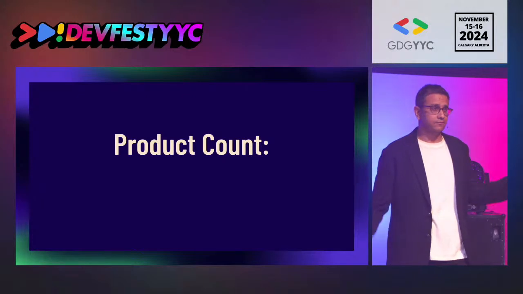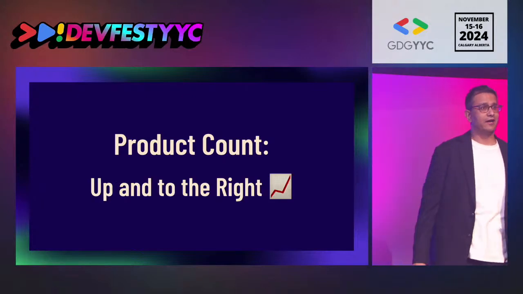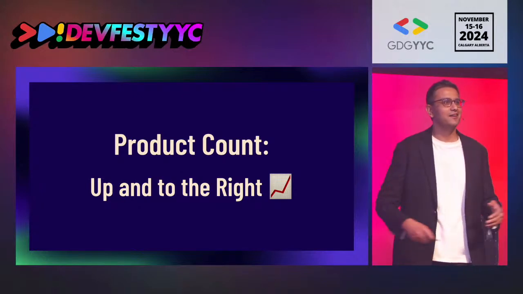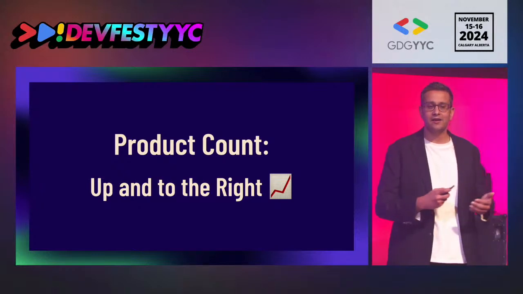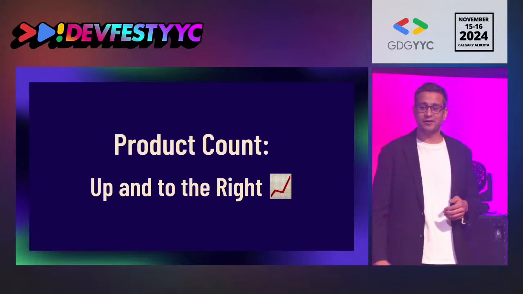Okay, so we talked about it. What's the product count? I don't know. It's just up and to the right. This thing is still in progress. We've not hit a phase 5 yet, so there's no cap that we've defined already. My hope is we're just going to aim for the moon and see how close we get to it.